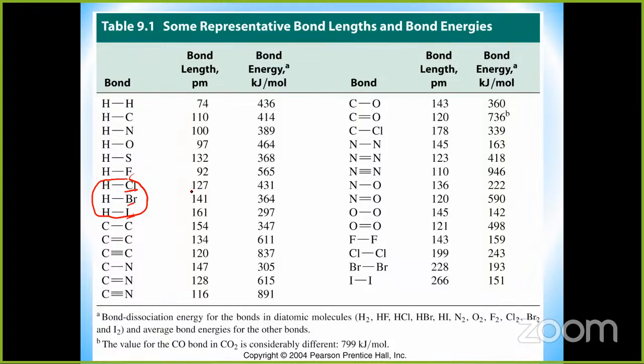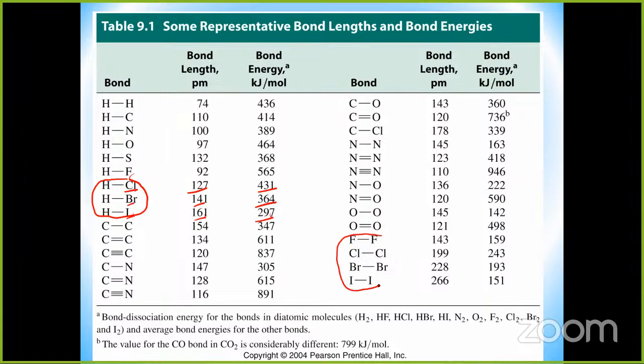And the result is that the bond length would increase as well, as you can see, 127 to 141 to 161. And you'll notice also that in this particular case, and it's kind of weird, not actually weird, the bond dissociation energy decreases from 431 to 364 to 297, all right? So if you vary one atom according to size and the other atom remains fixed, as the size increases, the bond length becomes greater and the bond dissociation energy becomes less. The same is seen in this case where both atoms are the same.